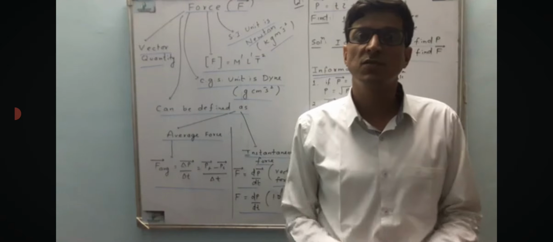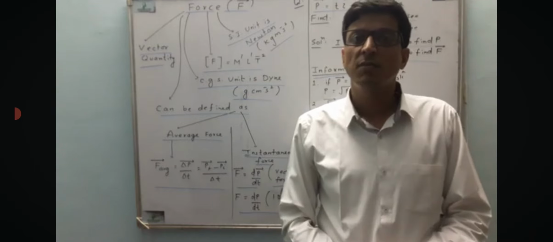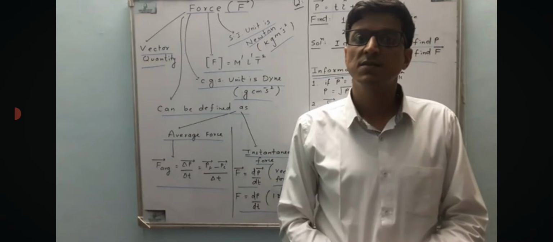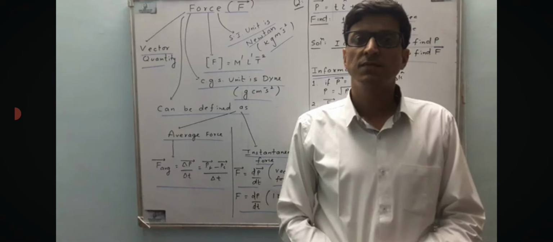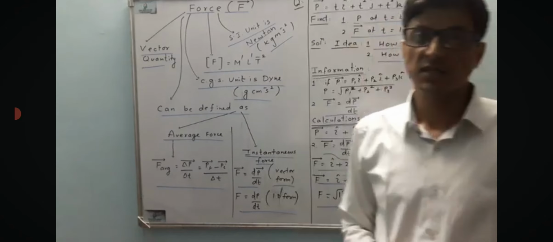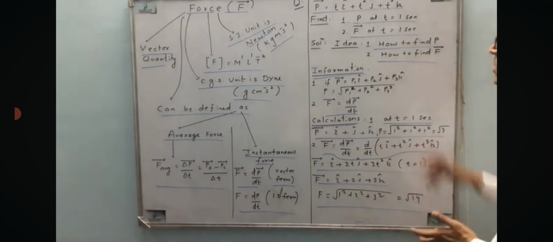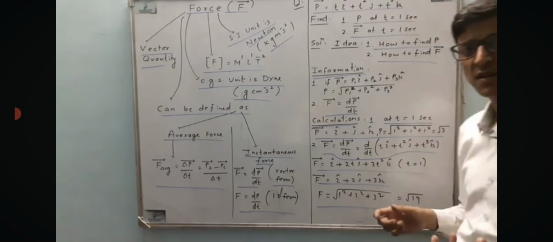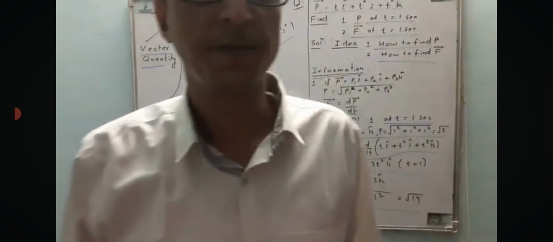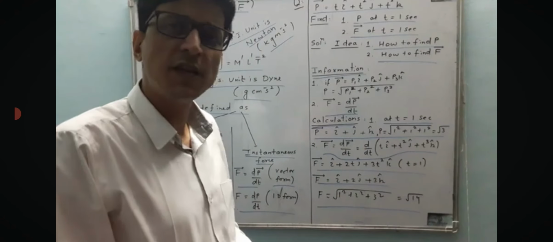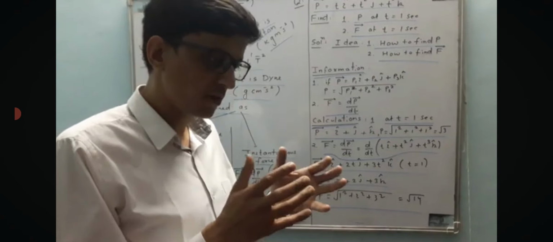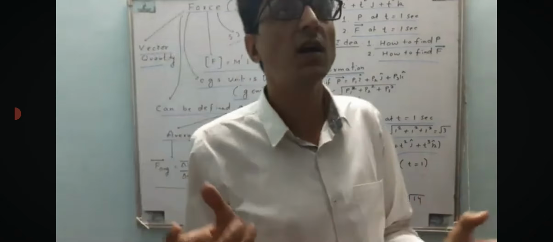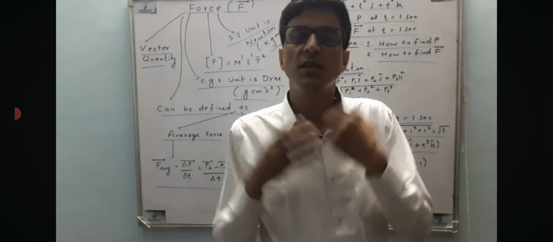So start with a silent mind. Make sure your mind is silent for 10 seconds. Let's work on the idea. The idea is that we need to find the magnitude of P, so how to find P. Just think, rack your brain how you will find P, and the second is how to find vector F. Think whether you learned somewhere how to find P and how to find F. This is how your mind will develop.